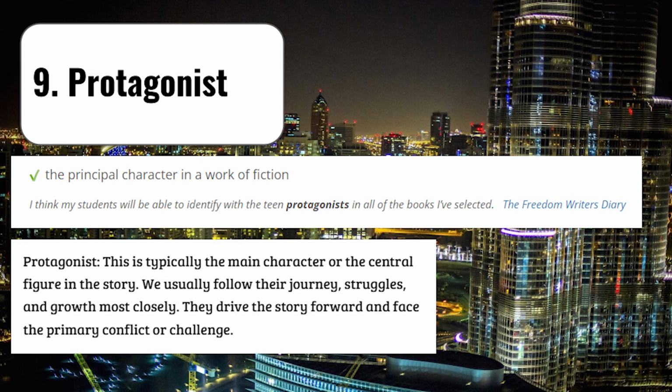Number nine is protagonist. This is the principal character in a work of fiction. This is typically the main character or the central figure in a story. We usually follow their journey, their struggles, and growth most closely. They drive the story forward and face the primary conflict or challenge. They're almost always the good guy that we follow in the story, and I use that as a very general term, just the person that we're rooting for. But it doesn't always have to be somebody who's perfect. Most of the times, the protagonist does have some flaws that they work through in the course of a story.